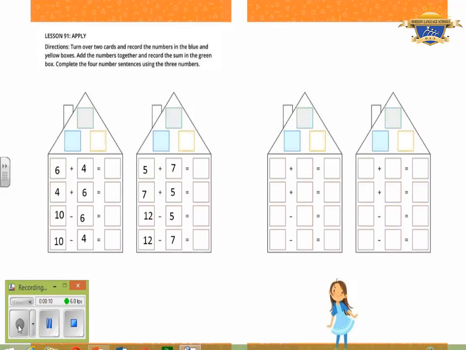Today, we will start chapter number 4. In this chapter, we will explore subtraction, and we have to consider subtraction as comparing two numbers or two quantities and finding the difference. In today's lesson, we will learn about fact families and the relationship between subtraction and addition.